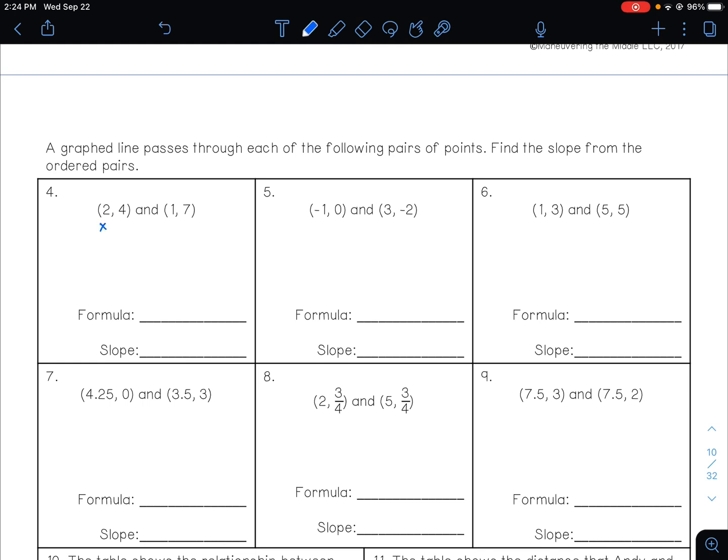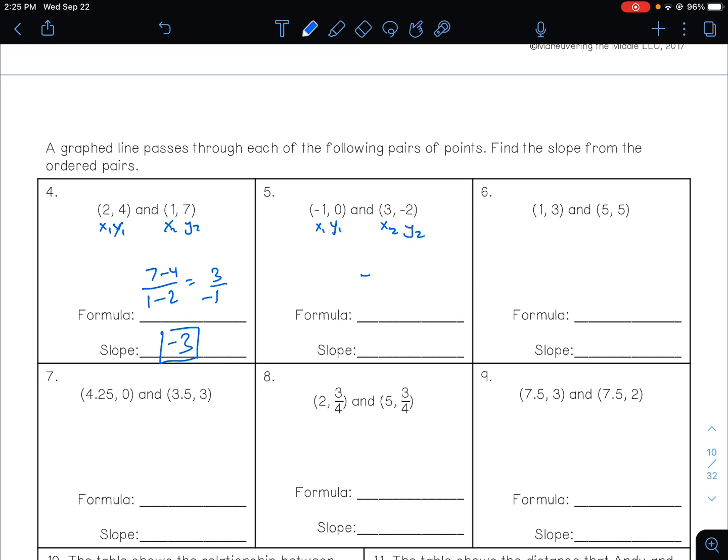I'm going to go ahead and say this is point 1. This is y1, x2, y2. So y2 minus y1, that's 7 minus 4. x2 minus x1, that's 1 minus 2. And that gets us 3 over negative 1, and 3 divided by negative 1 is negative 3.